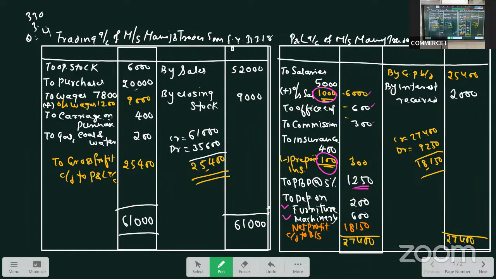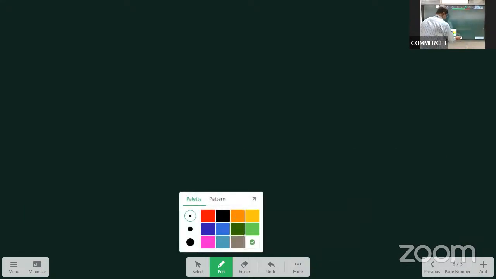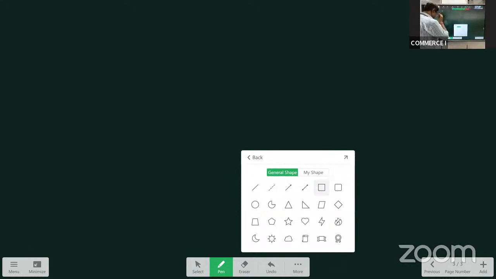Okay. Now let us prepare balance sheet. Let us get ready with the format.